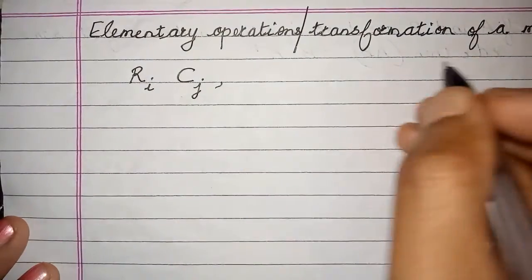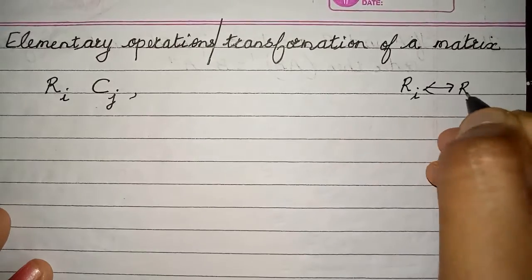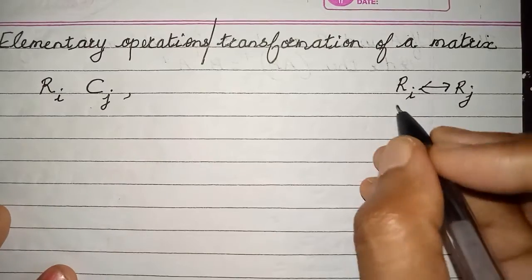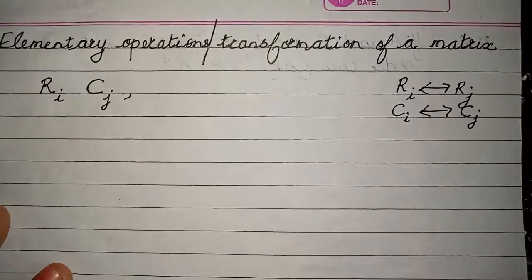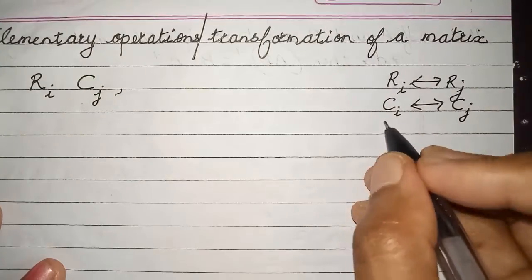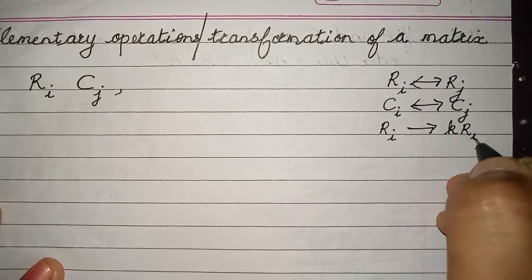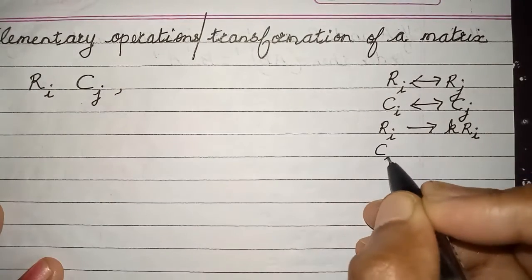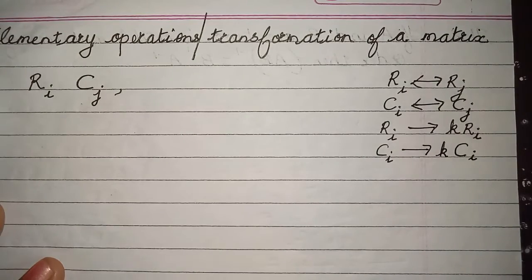You can interchange any two rows or any two columns. That means Ri can be made Rj, Rj can be made Ri. Similarly, you can interchange two columns, Ci can be converted to Cj. Next, any row you can multiply with a non-zero real number, a non-zero constant. Similarly, any column also you can multiply by a non-zero constant.